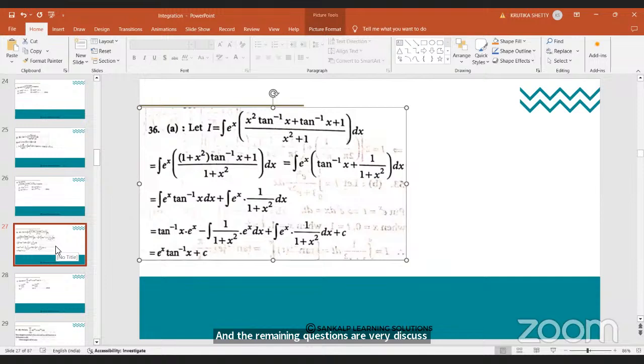Again, tomorrow also we will be discussing the questions on integration, and on Saturday we will discuss the questions on application of integration. So once again I am telling you, this chapter is fetching you 8 marks, so it's a very important chapter. Try to practice the formulas as well as examples on this.